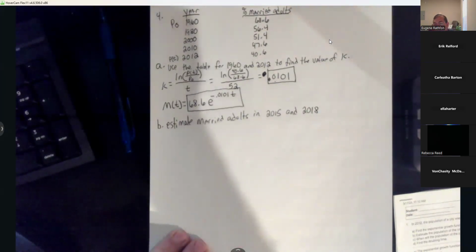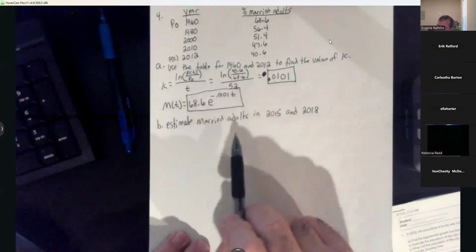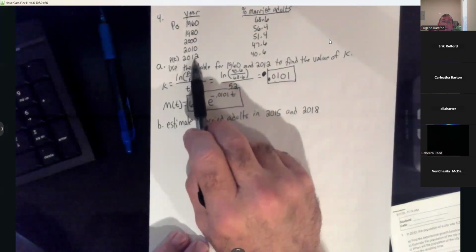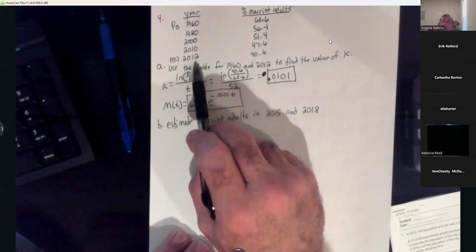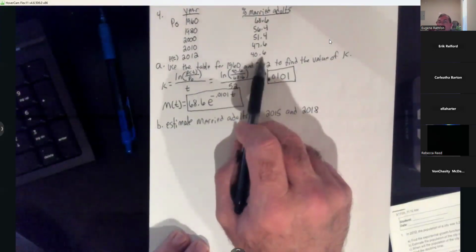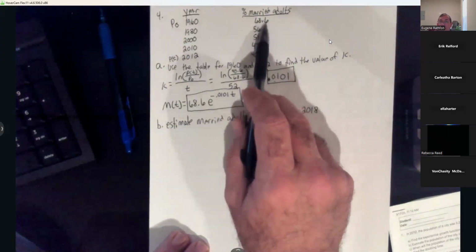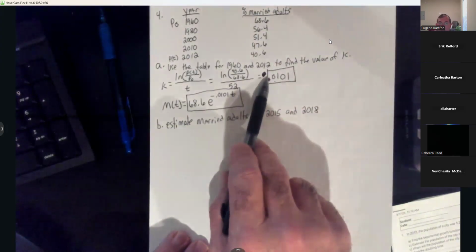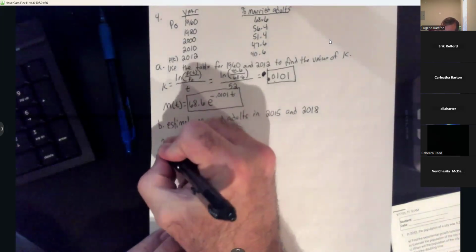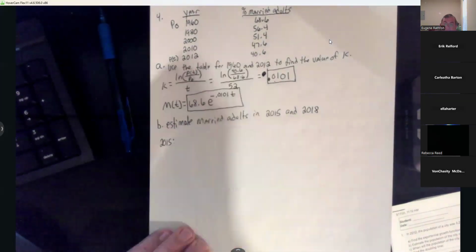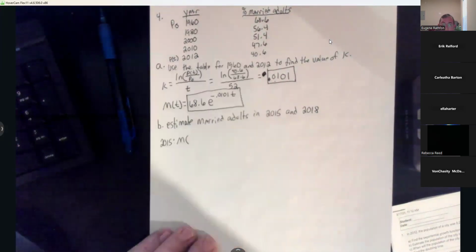Okay, so for 2 different years we're going to estimate the married adults. Now, 2015 and 2018 are higher in years than this one. So those percents better be less than 40.6 because this stuff is declining as we go, okay? So let's use this formula first and let's play with 2015. So we're going to find M.